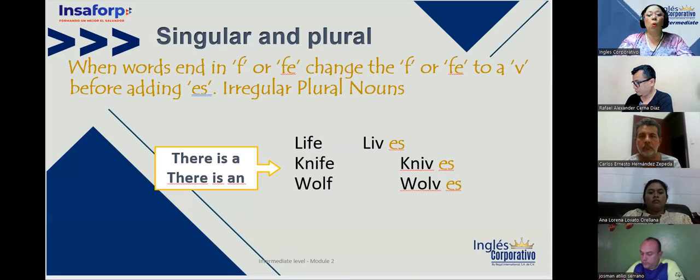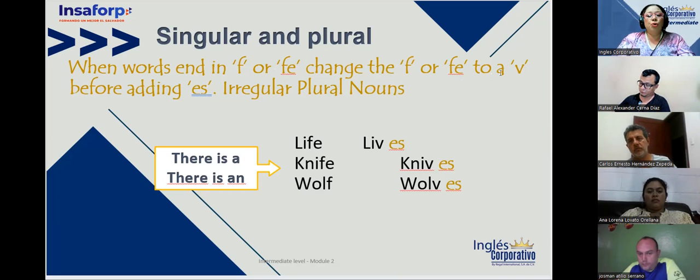Okay, so let's see the other rules of spelling, or let's say of the irregular plural nouns. When words end in the letter F or FE, we change the letter F or the FE to a letter V. Okay, the sound is V, before adding ES, right? So those are called irregular plural nouns.